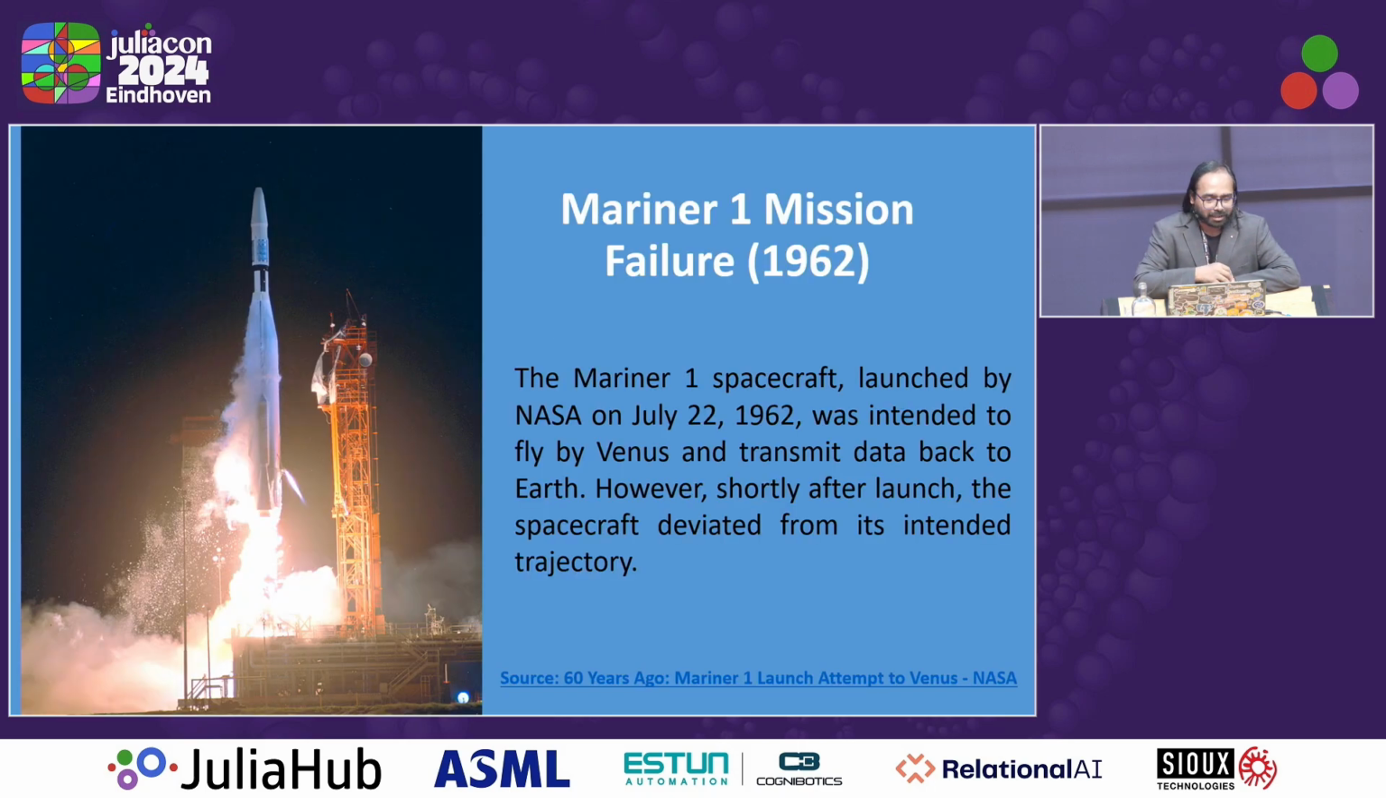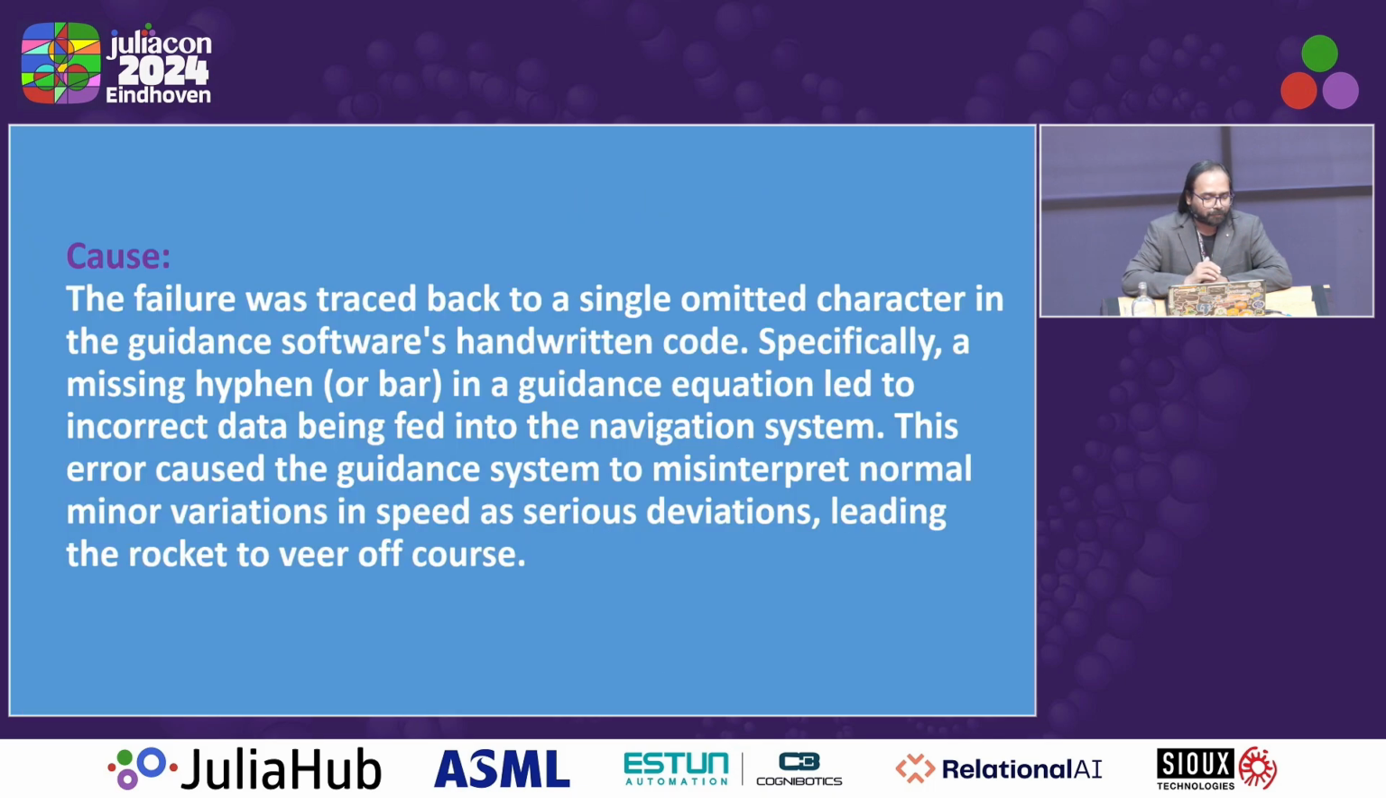Now, this was the Mariner 1 mission, which failed in 1962. The Mariner 1 spacecraft launched by NASA on July 22, 1962 was intended to fly by Venus and transmit data back to Earth. However, shortly after launch, the spacecraft deviated from its intended trajectory. After investigation, they found out the cause. The failure was traced back to a single omitted character in the guidance software's handwritten code. Specifically, it is said to be a missing hyphen.